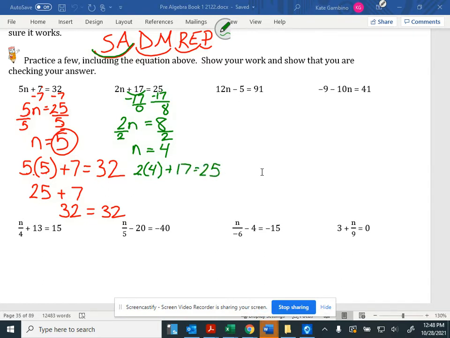So I want to do multiplying before adding now, because now I'm doing PEMDAS the correct way. So 2 times 4 is 8, plus 17 equals 25. 8 plus 17 is 25, equals 25. So this is correct. It's true.